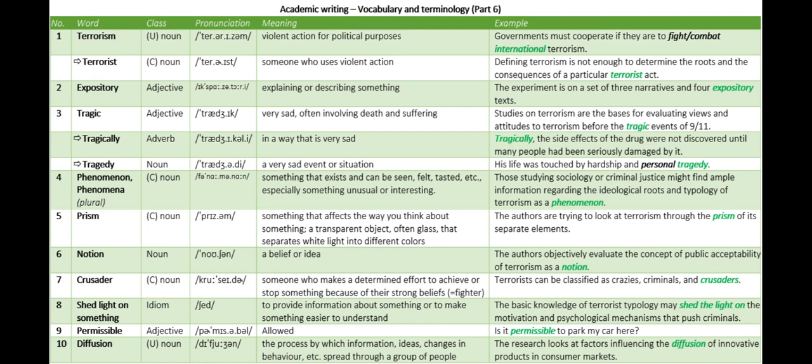9. Permissible. Adjective. Meaning, allowed. Example, is it permissible to park my car here?